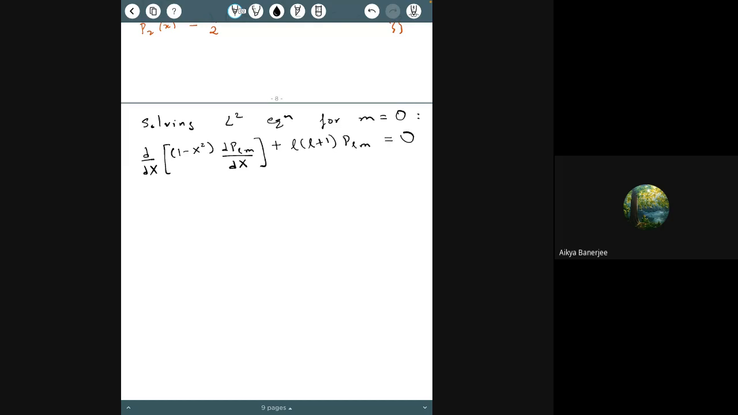so this is the equation that we want to solve. Now since we've set m to 0, we don't need to write m anymore. So I'll just write P_L. This will also help us distinguish between the situation when we have a solution for m equal to 0 and m equal to some other number. And then we use a power series for this.